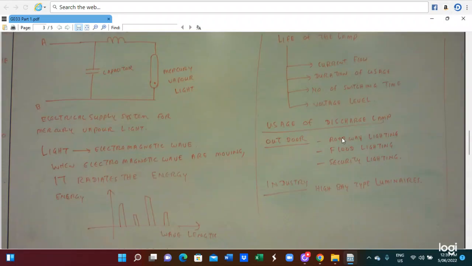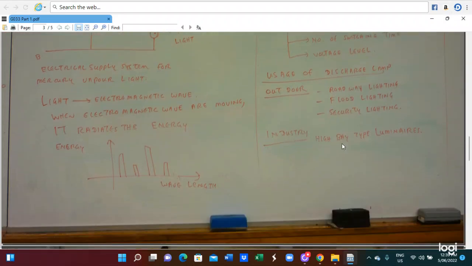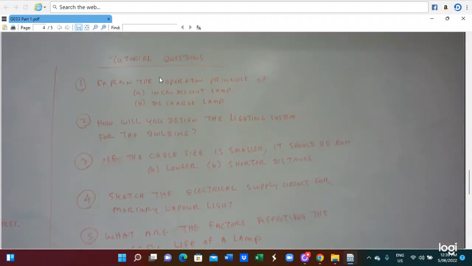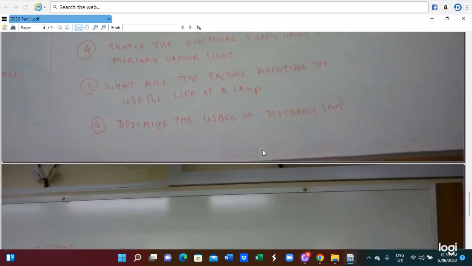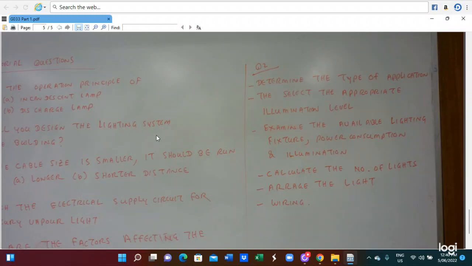Discharge lamps are used in outdoor, roadway, flood lighting, and security lighting. In industry, we also use high bay and tight luminaires. So those are the tutorial questions. You answer those tutorial questions. So this is the answer for the tutorial question.